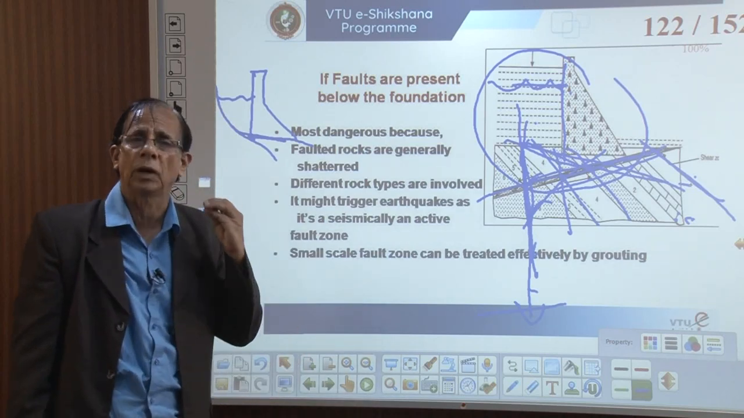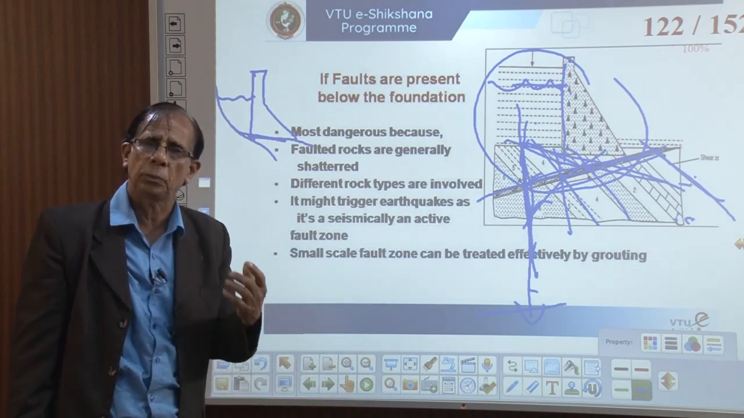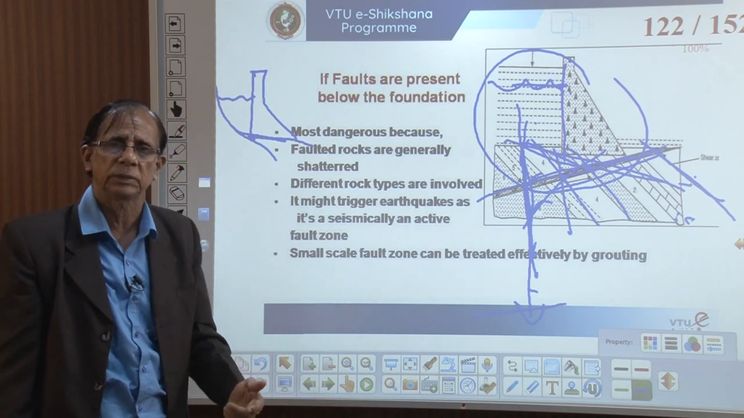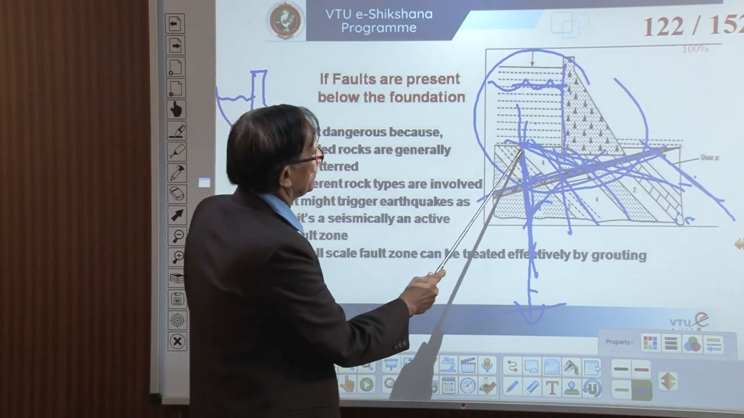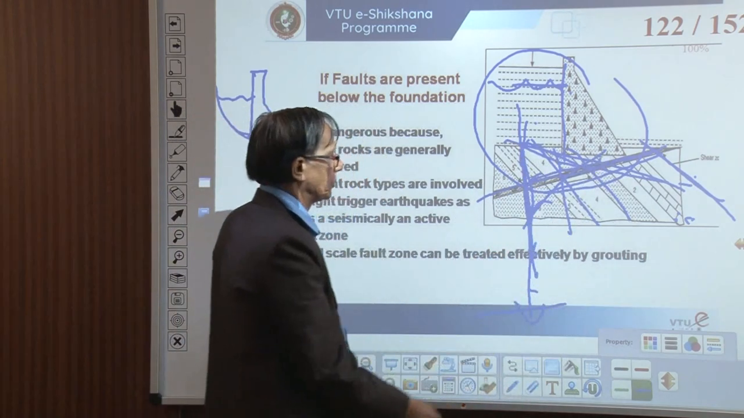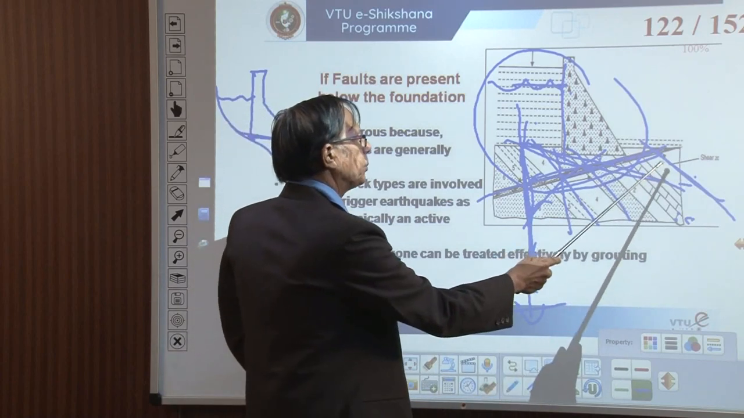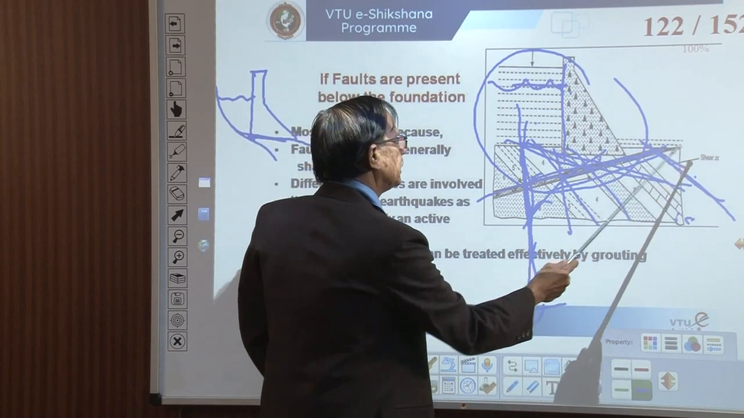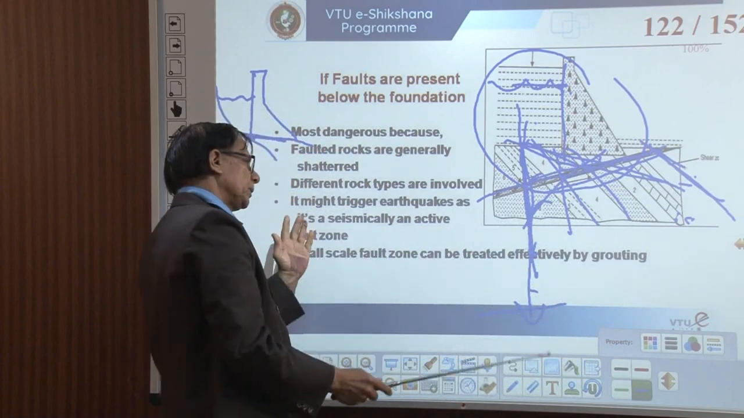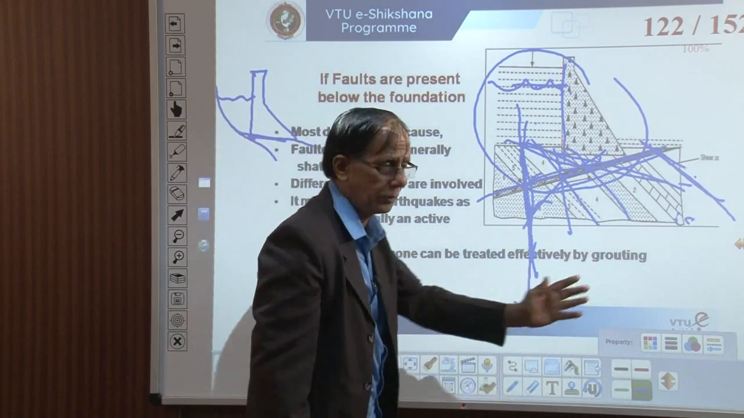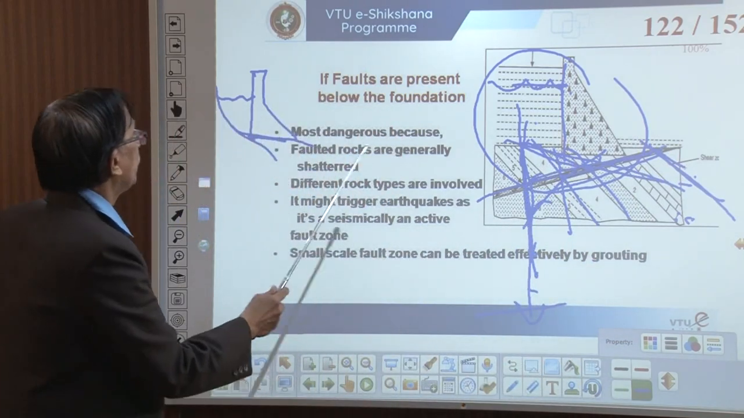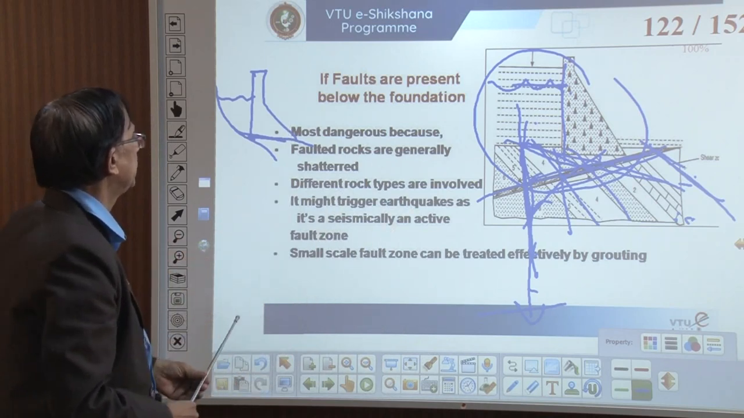Therefore, I have to thoroughly investigate for presence or absence of faults in the reservoir site as well as below the dam site. And as far as possible, if the fault plane is like this, shift the dam up so that we avoid the fault plane. Thus, we have to seriously investigate.